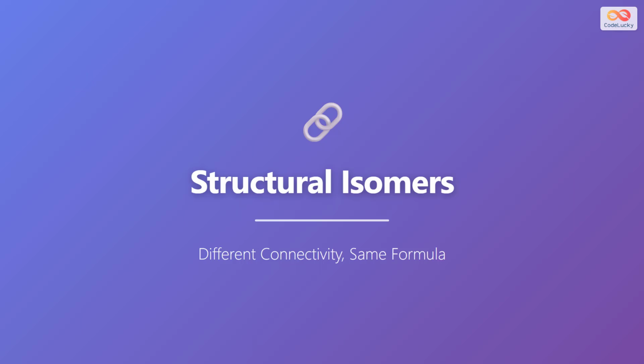Structural isomers are fascinating molecules that share the same molecular formula but have completely different atom connectivity. This means they have the same number and types of atoms, but those atoms are bonded together in different arrangements.